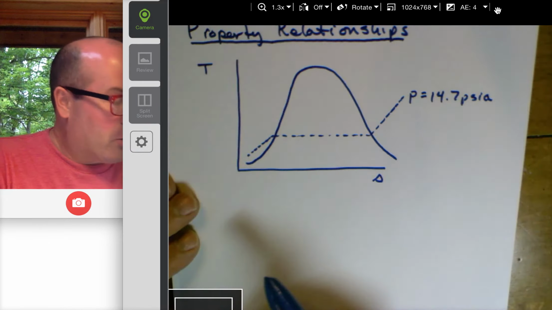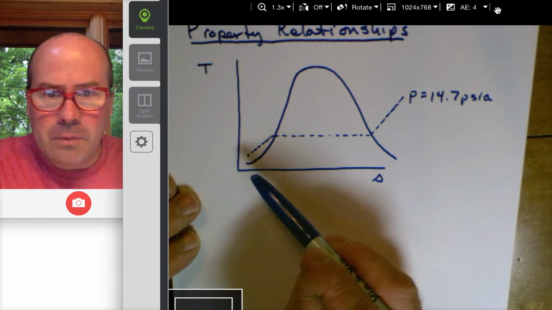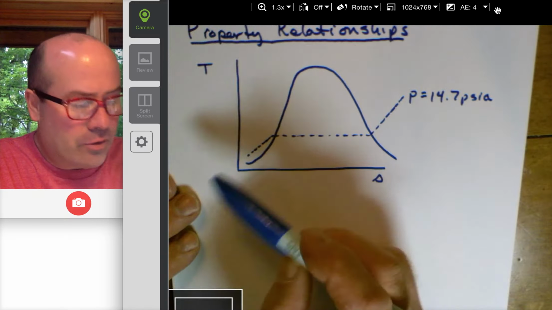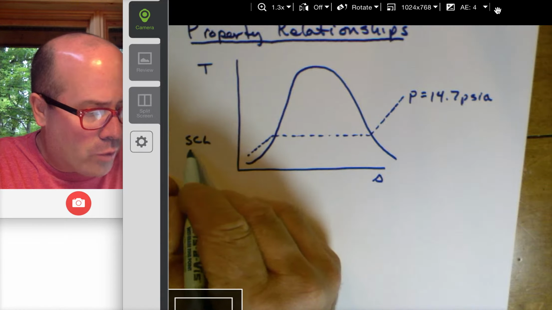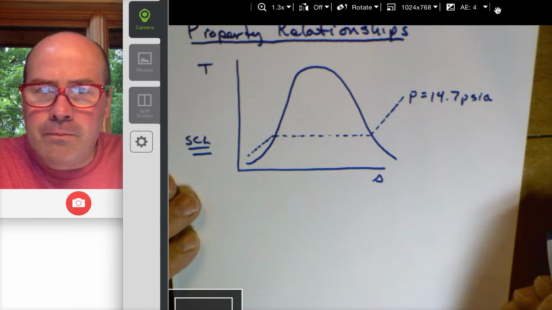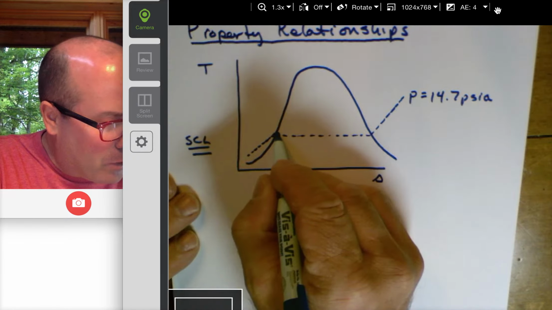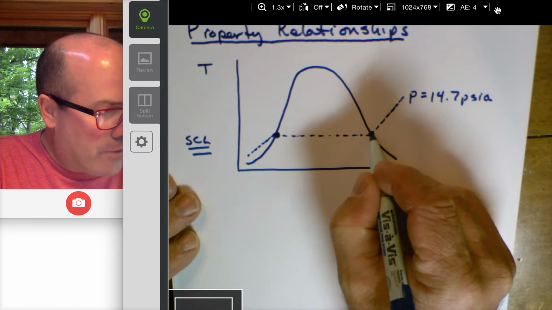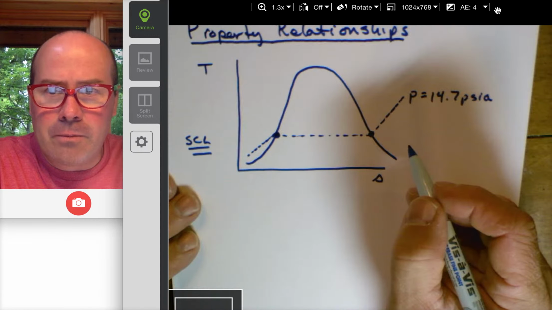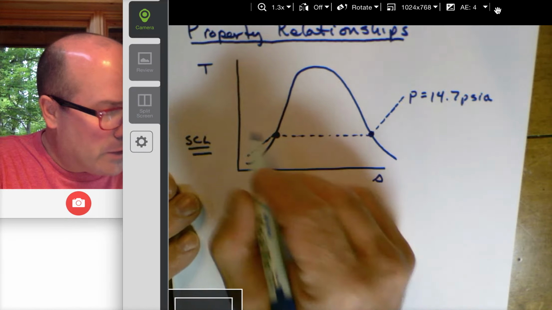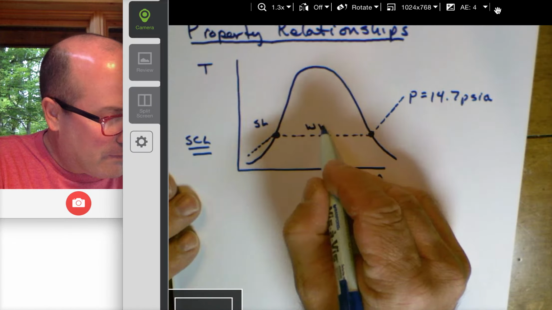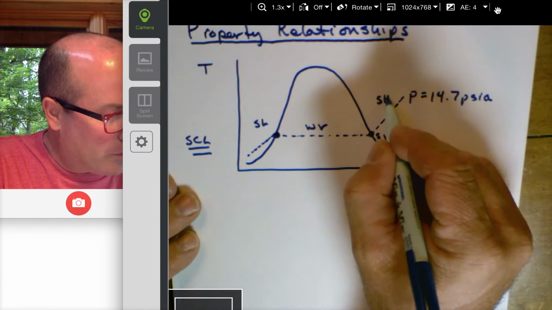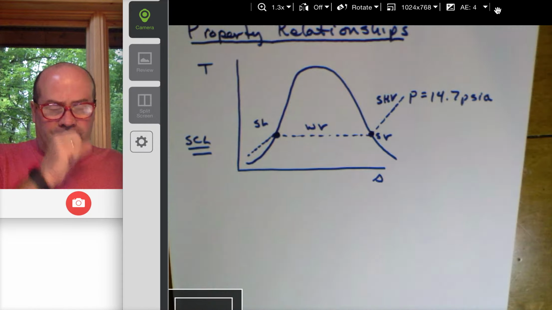Again, there are 5 different phases. Everything to the left is a subcooled liquid. Finding the properties of subcooled liquids will be its own video. Right on the vapor line, we call that a saturated liquid. On the vapor line, a saturated vapor. Everywhere in between is a wet vapor. And everywhere to the right is a superheated vapor.